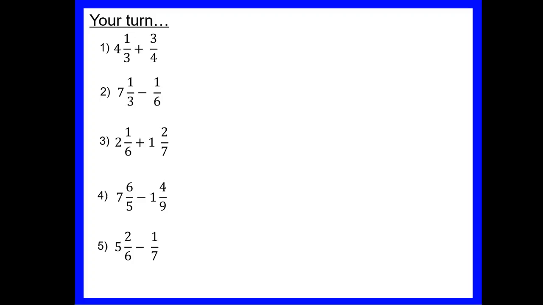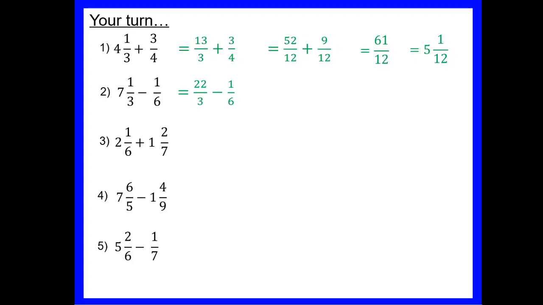Okay, let's have a look at the solutions then. So we should have 13/3 plus 3/4. We change to a common denominator of 12, giving us 52/12 plus 9/12. That gives us 61/12, and we change back to a mixed number. We get 5 1/12. For our next one then, we get 22/3 minus 1/6.